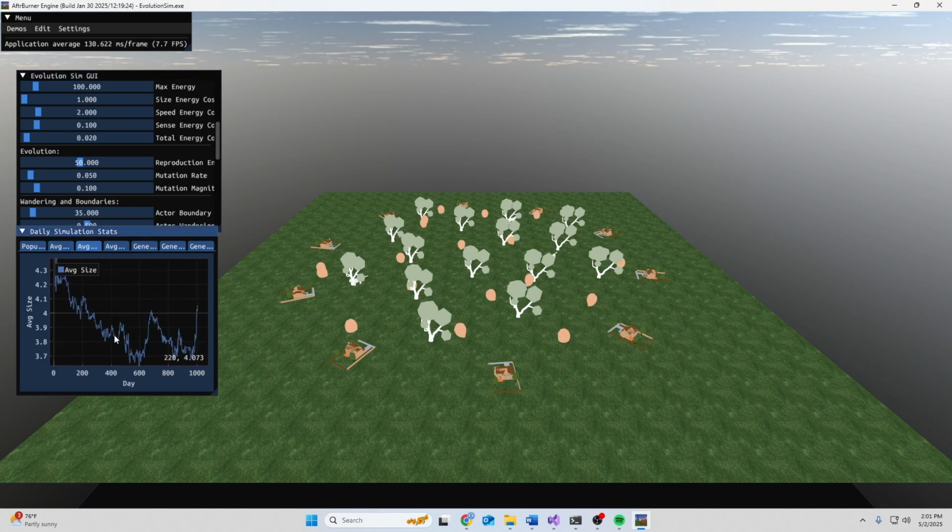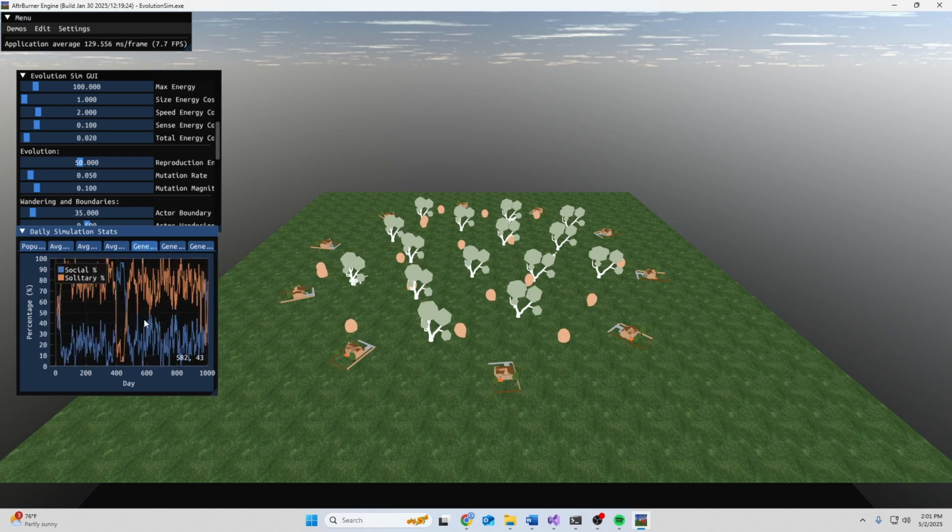It looks like size has fluctuated a bit. It's been going up recently. Sense has gone up a bit. And it looks like the actors stayed mostly solitary, but social actors took over for a brief period here. Looks like about 40 days they were dominating.